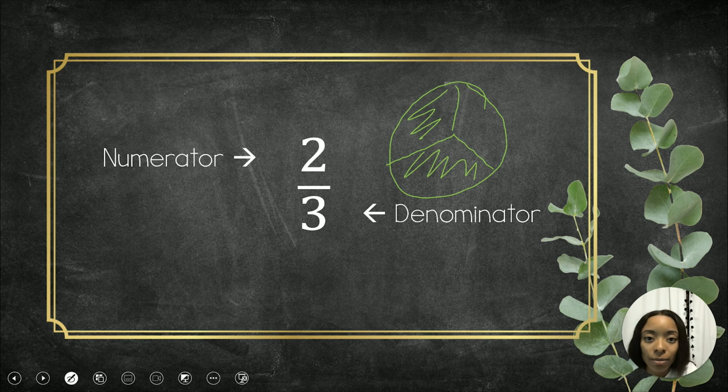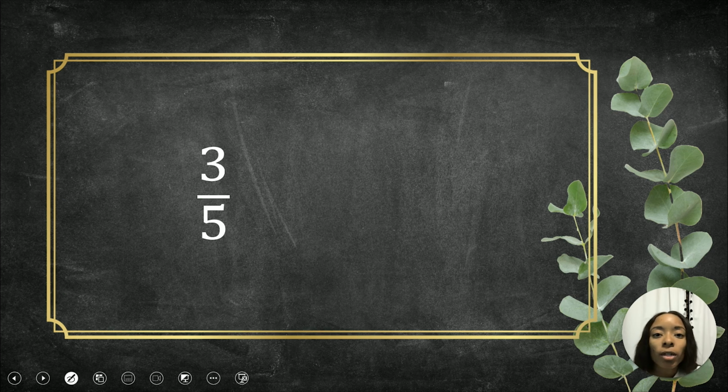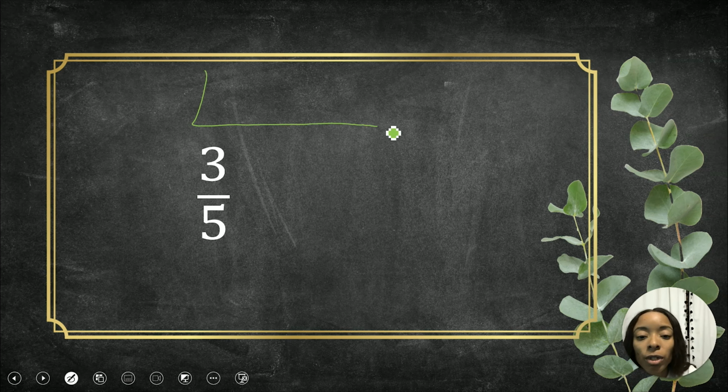Now, 2 or more numbers that have the same value are equivalent, and 2 or more fractions that name the same part of a whole are equivalent fractions. So in order to generate an equivalent fraction, not just identify an equivalent fraction, we need to remember that something that's equivalent is going to cover the same area in the whole.